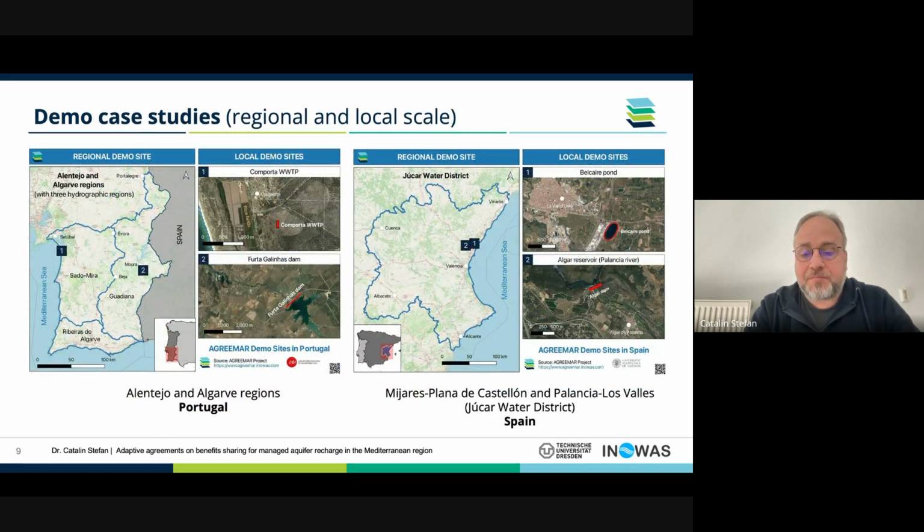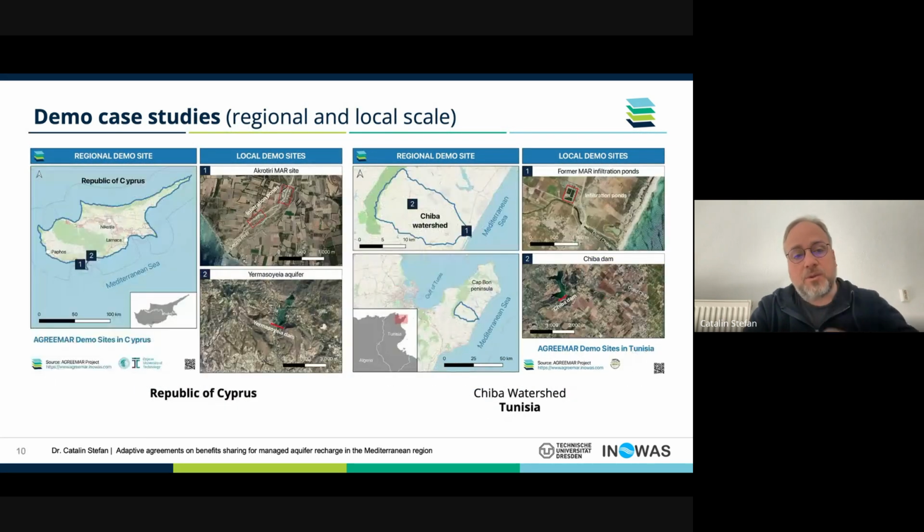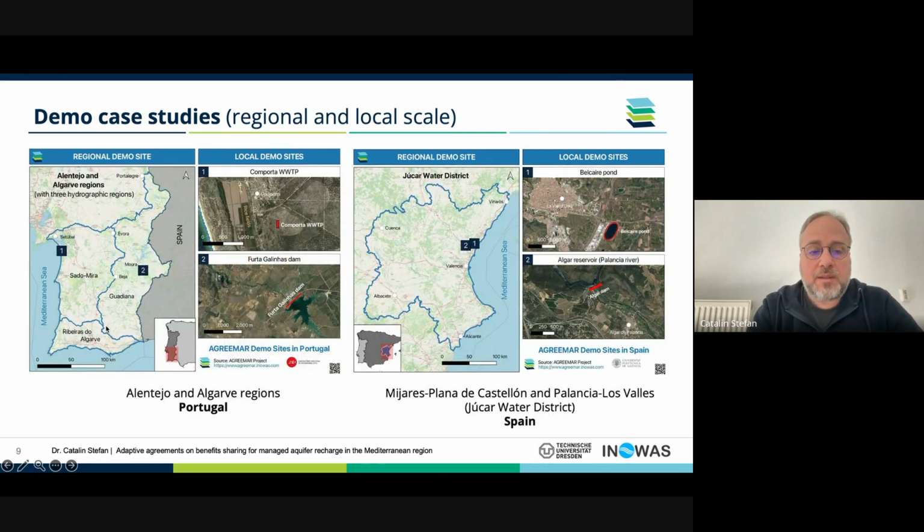As Elena said, we're looking at the entire island of Cyprus as a potential case study. This is a very small watershed in the Cap Bon Peninsula of Tunisia. We're looking at south of Portugal, quite a large area, and even larger in Spain at the Júcar water district.